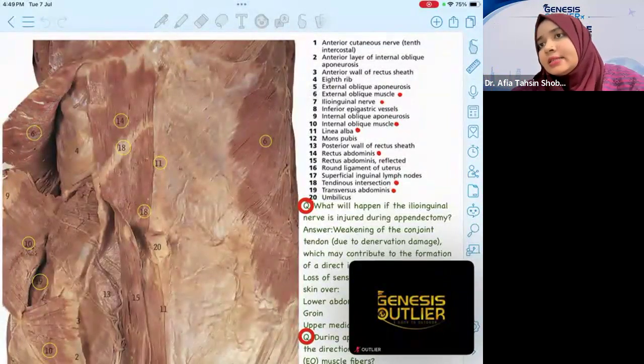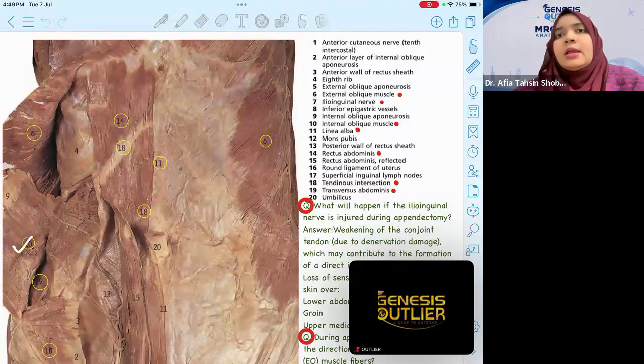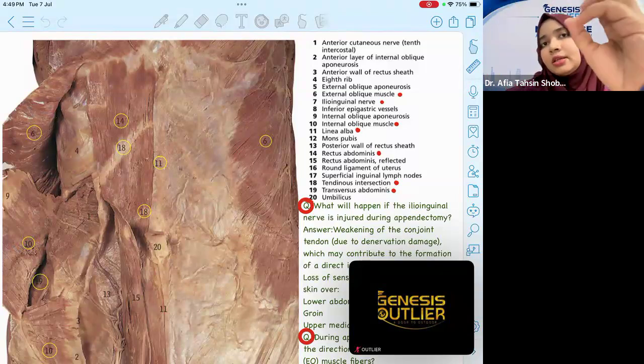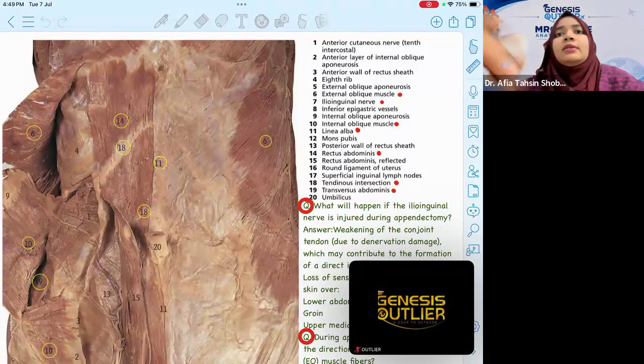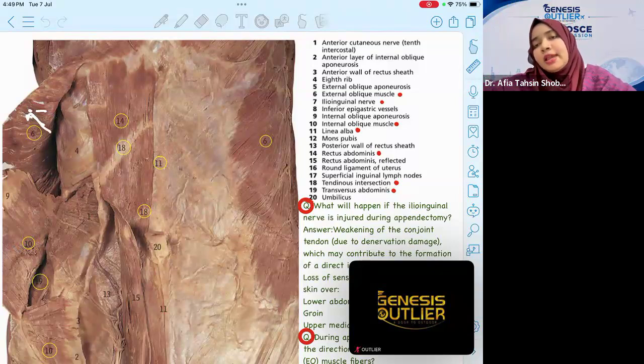And 10 here is internal oblique muscle. See the direction, okay? External oblique, like it is reflected, but you should imagine that when it is in normal position, it will be like inferomedial. So it is external oblique muscle. And 10 is internal oblique, like if it is in normal position, then it will be like that. So it is prayer position.